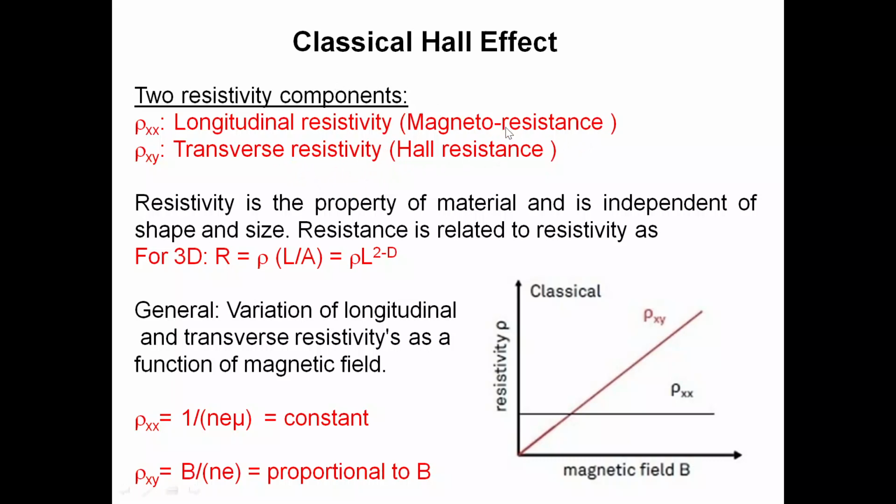So in general, this resistivity is independent of the magnetic field. We can see from here the resistivity is nothing but 1 upon n e mu, where mu is the mobility and n is the number of electrons per unit volume. So this term is constant, independent of B. So this resistivity is here independent of B, so it is almost fixed. Of course, it is temperature dependent, but here we are looking at the field dependence of resistivity.